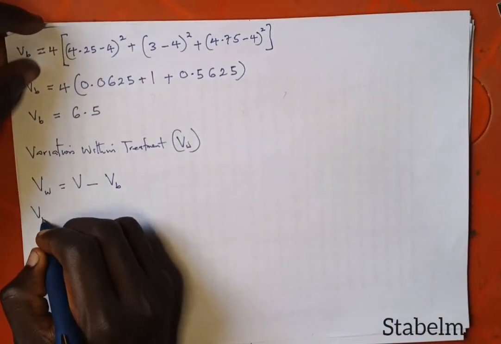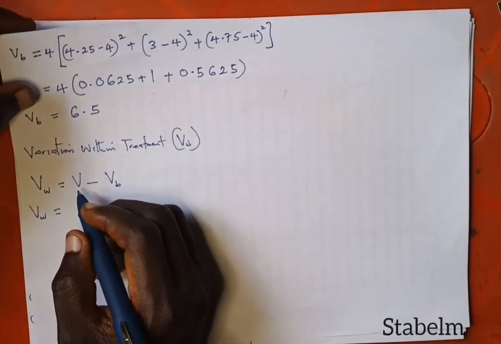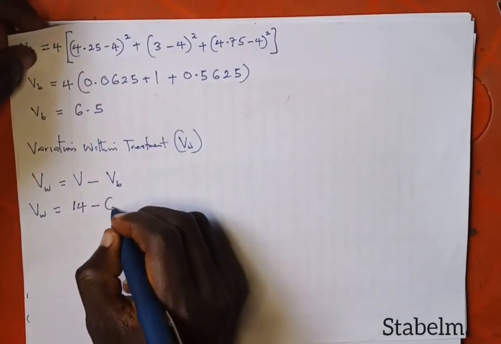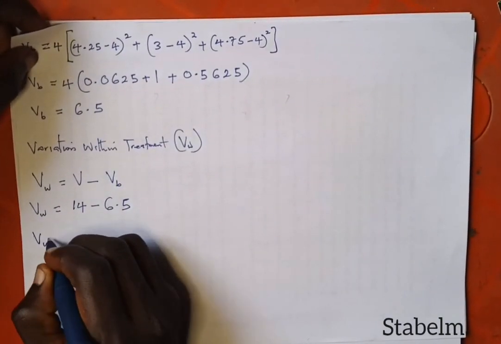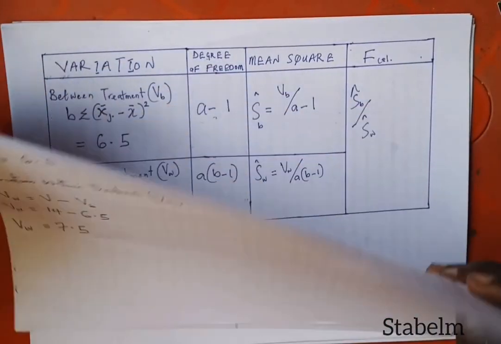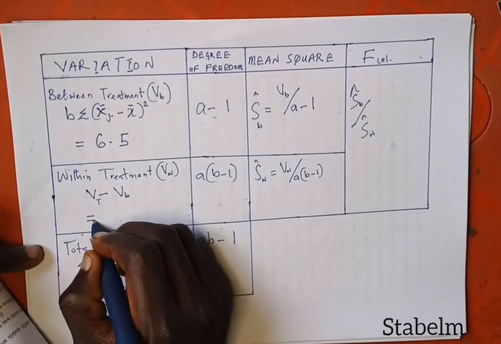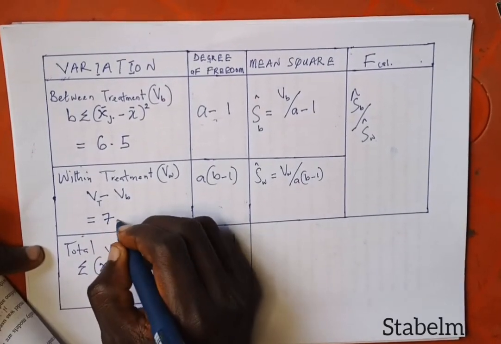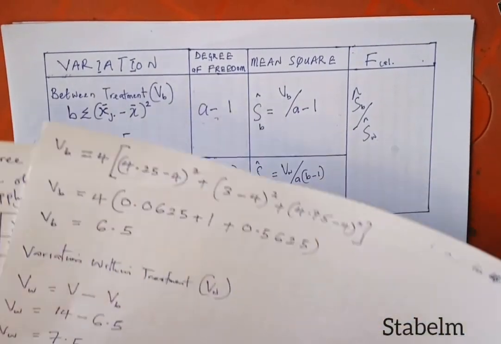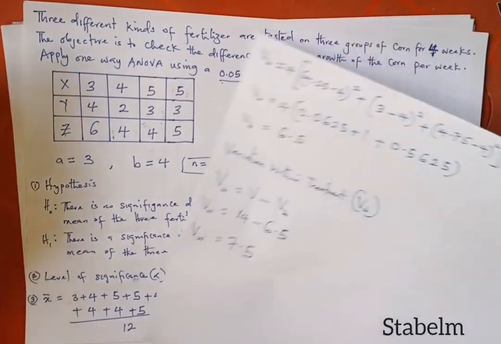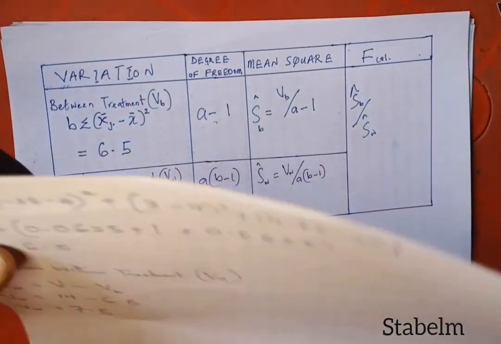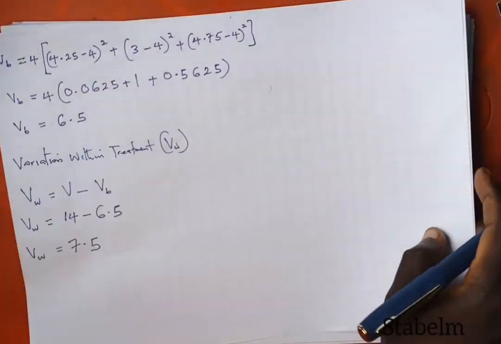Now V subscript W equals V total, which is equal to 14, minus VB, which is 6.5. So VW equals 14 minus 6.5. That is 7.5. So here now we have V within equals 7.5. Before we go to step 4, this is the end of step 3 here. So before we move to step 4, let's go back to this table and finalize it. So what do we have here?